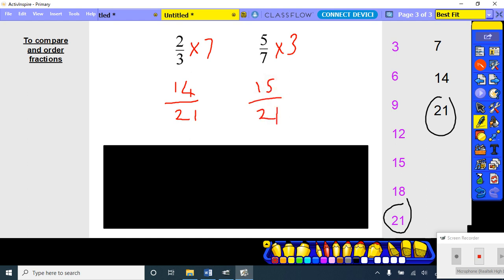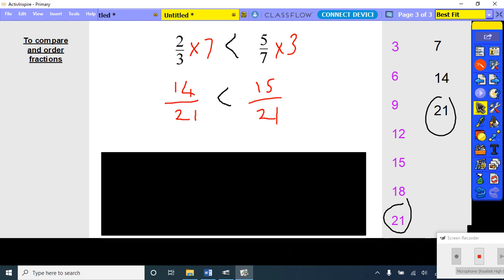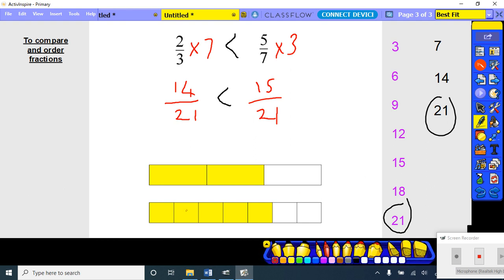Our second fraction becomes 15/21. Now that we have the same denominator, we look at the numerators to see which is greater, and you can clearly see that 15/21 is greater than 14/21. Therefore, looking at our original fractions, 5/7 was greater than 2/3. Finally, we can check this using our image. Down here we have our 5/7, which you can clearly see is greater than 2/3.